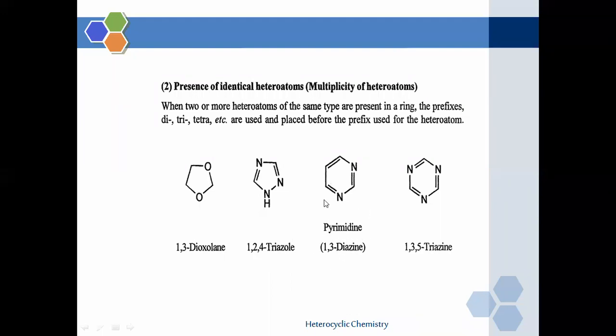If the compound is going to have multiple nitrogen atoms and the ring is 6-membered, what is the systematic name for this compound? 1,3 di, two nitrogen atoms, and azine. But according to the trivial and common nomenclature system, this 1,3-diazine is known as pyrimidine. As I already discussed, some of the trivial and common nomenclature is still used for naming compounds, but the actual systematic name of this compound is 1,3-diazine.